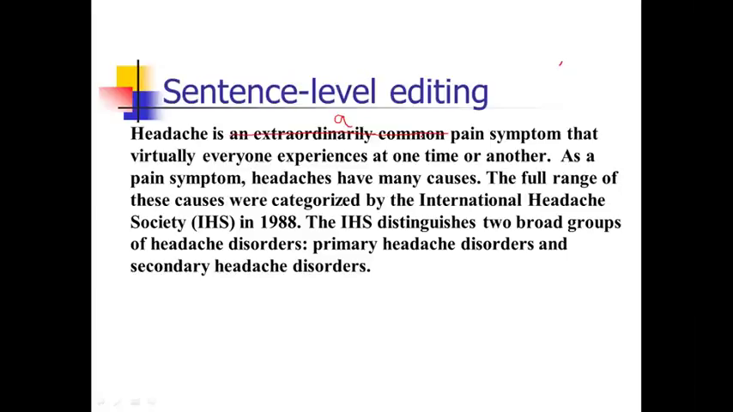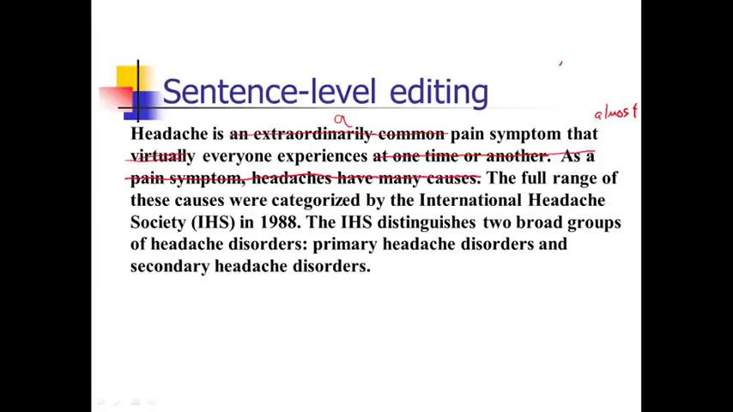But I took out the common and just said headache is a pain symptom that I changed virtually to almost. That's a little bit of a stylistic preference there. That almost everyone experiences, and I don't think we need to add that at one time or another, just that almost everyone experiences. And then we get this little repetition that I pointed out before. As a pain symptom, headaches have many causes. Well, I actually got rid of that altogether. I didn't think that sentence was particularly helpful. It's just that they're not giving anything specific about those particular causes.